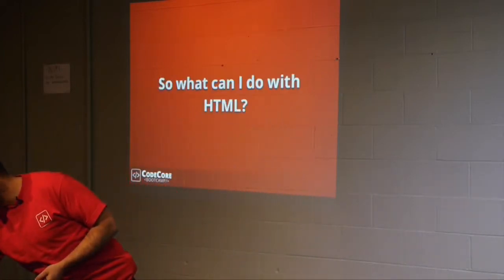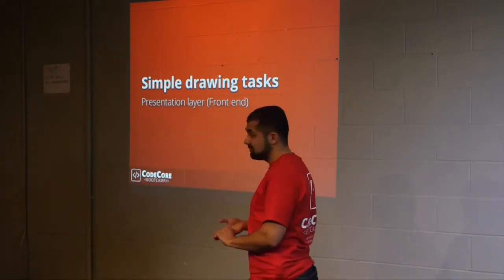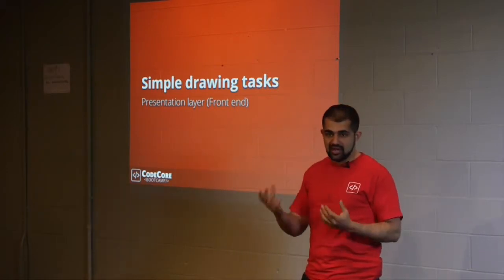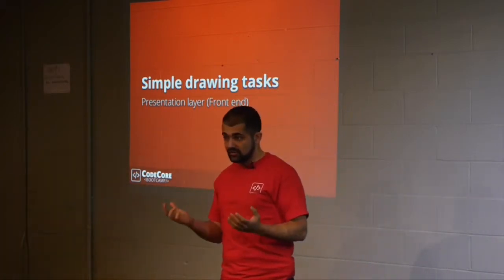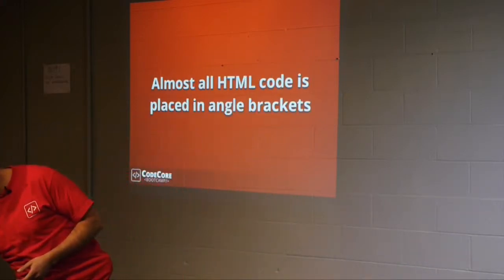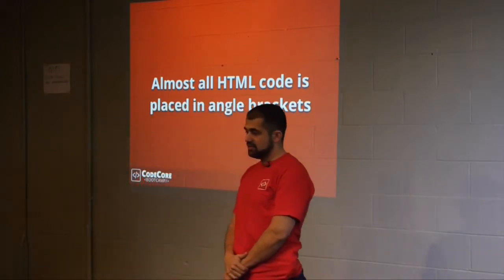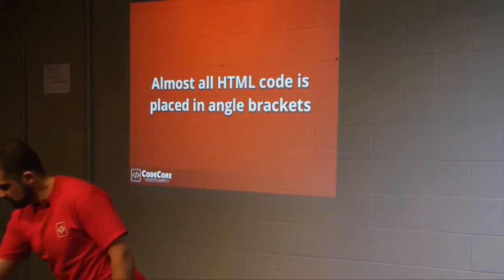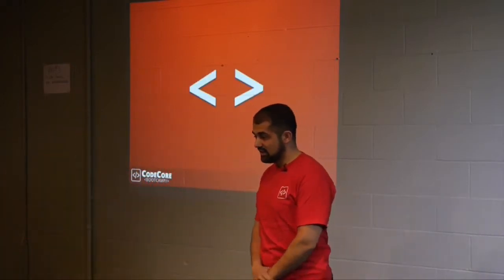So what can you do basically with HTML? You can basically do any kind of simple drawing tasks. So any display you see on the web page, when you see text displayed, images displayed, drawings, etc., all this can be done with HTML. So HTML code is usually placed in angle brackets, which are these, and they're called HTML tags.